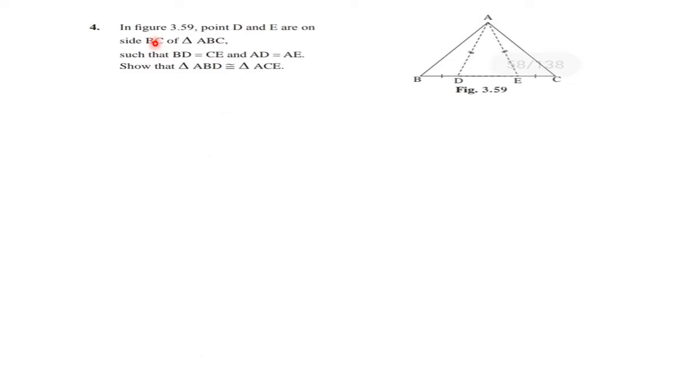In figure 3.59, points D and E are on the side BC of triangle ABC, such that BD is equal to CE and AD is equal to AE. You need to prove that triangle ABD is congruent to triangle ACE. So these two triangles you need to prove are congruent.